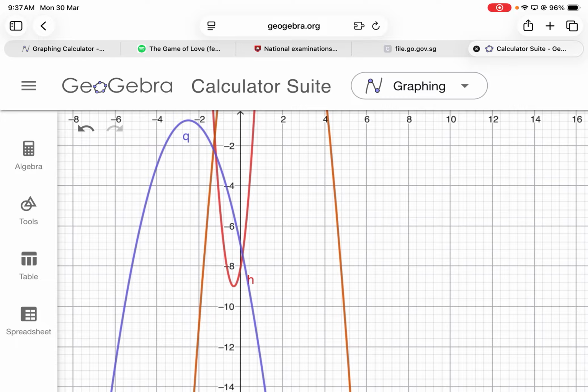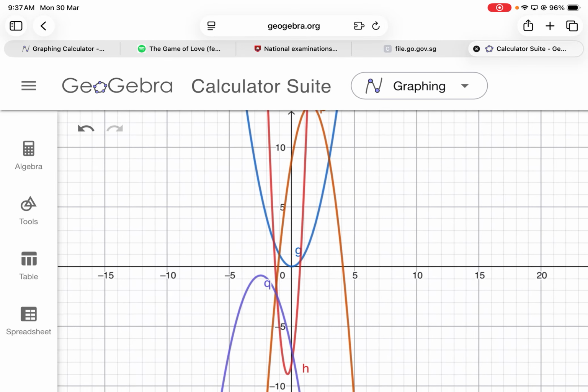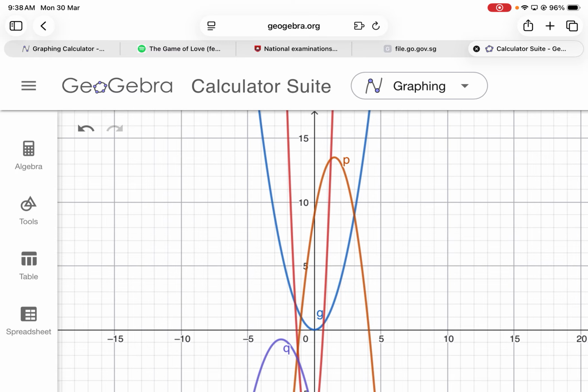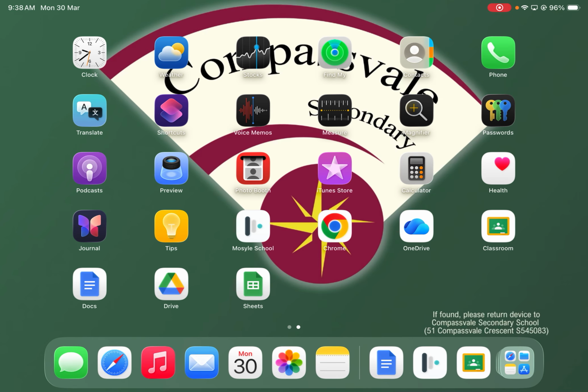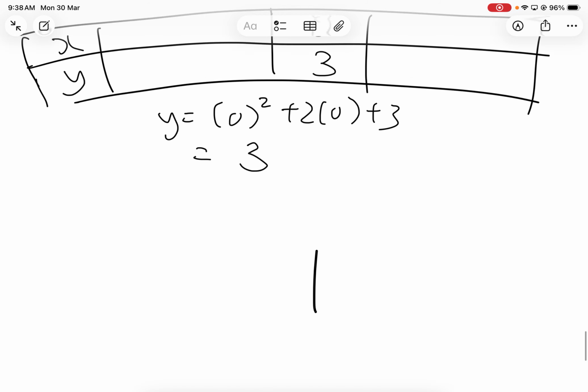Okay, for sure, what is one similarity between all these graphs? Okay. Can we come back. Okay.